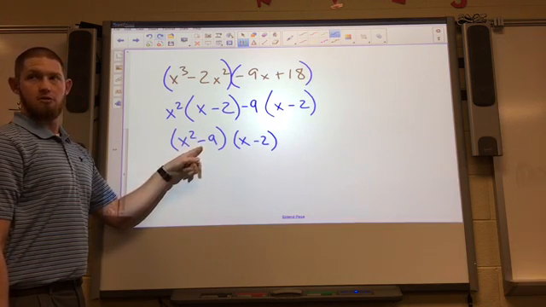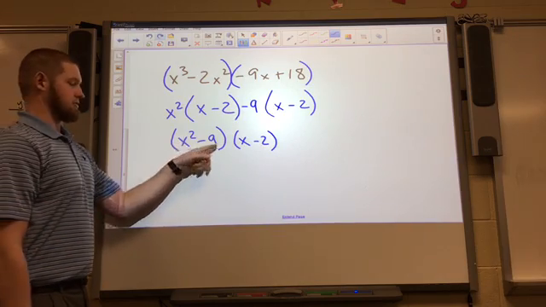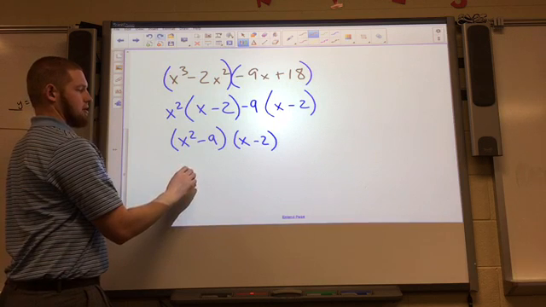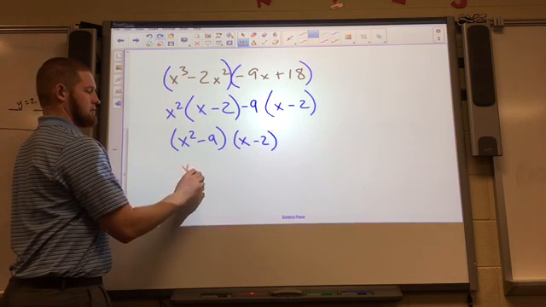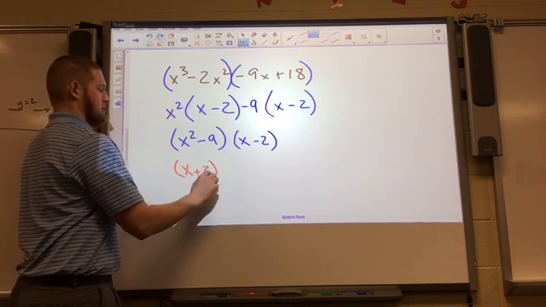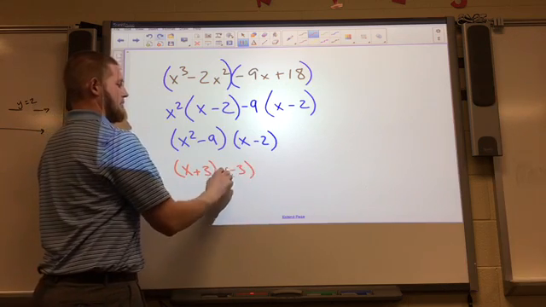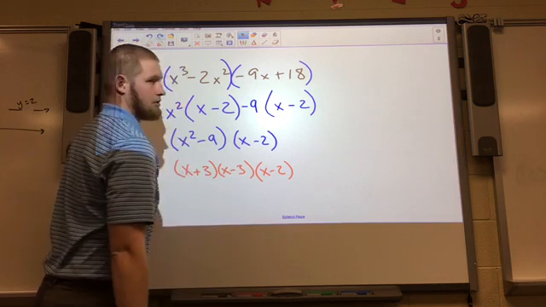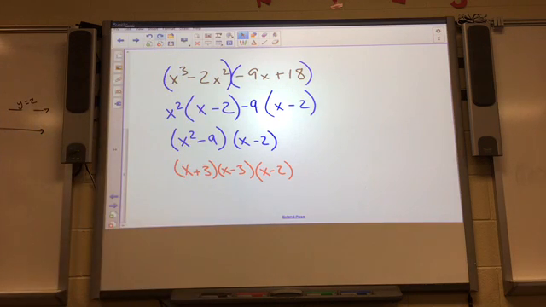Subtraction, what's the difference? Difference of two squares. So I get this factors to what? Anybody? X plus 3, x minus 3, and then don't forget your x minus 2. So again, just a quick refresher there on your factor by group. No questions on any of those problems?